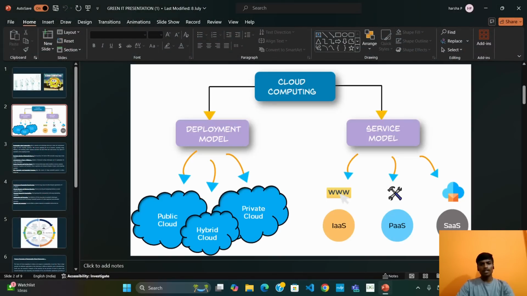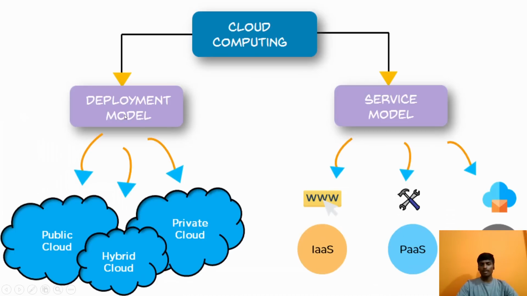Cloud computing is basically divided into two models, the deployment model and the service model. The deployment model is of three types: public cloud, hybrid cloud, and private cloud. Public is where the public can use it, and private is where specific private companies or private users can use that cloud. The hybrid is a mixture of public cloud and private cloud, where the public and the private can be used simultaneously.